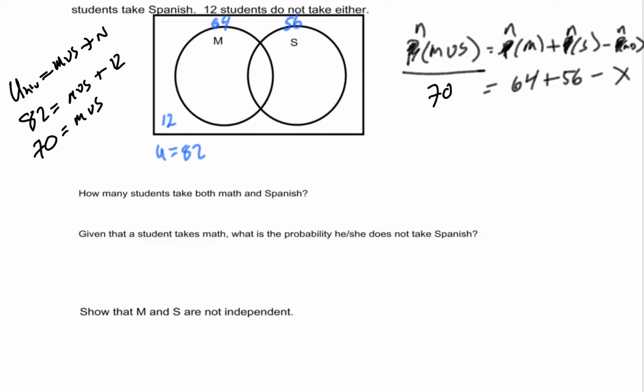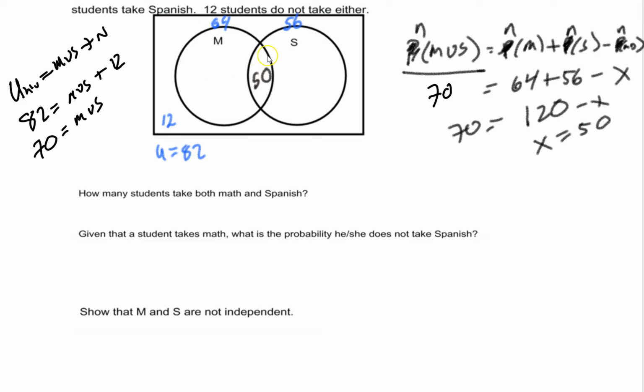Now we can just do some basic math. If I go 64 plus 56, that's 110, 120. I can do math. Minus x. Do some little math here. You're going to get x equals 50. So that's how many people are in the middle, right? 50 people are taking both math and Spanish.